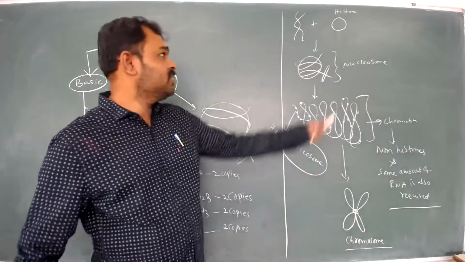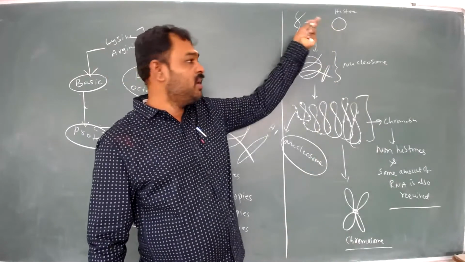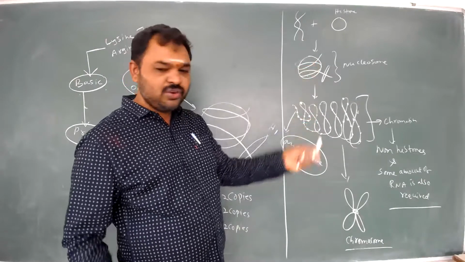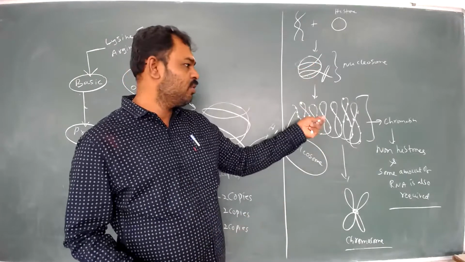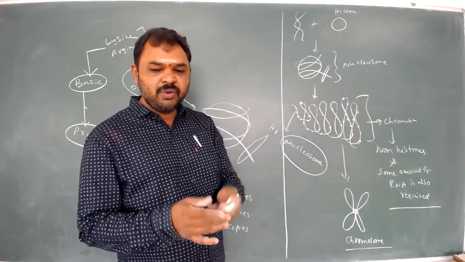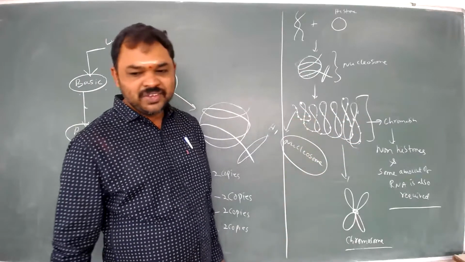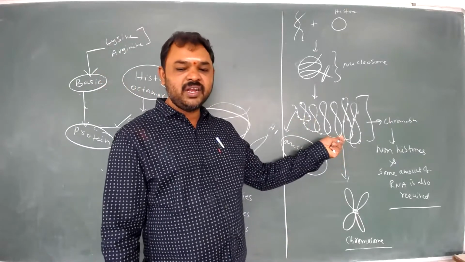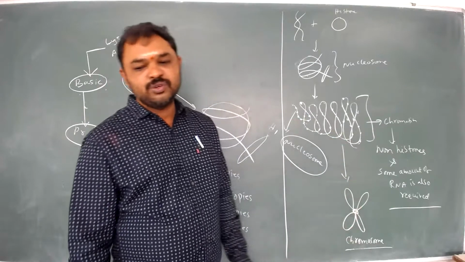Then you see, this is a histone octamer. It is wrapped with DNA, and a nucleosome can be formed. These nucleosomes can be organized into chromatin. Under the electron microscope, in the chromatin, bead-like structures we can see. Next, this chromatin can be organized into the chromosome.